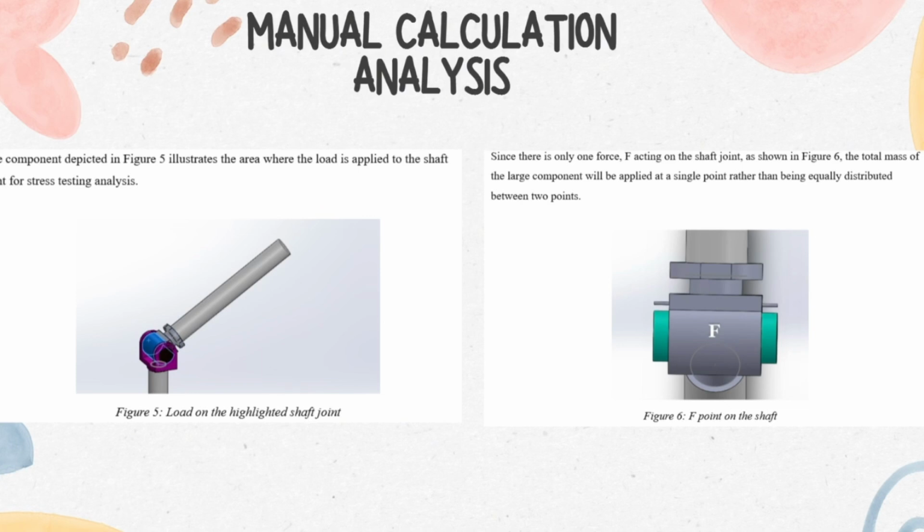Based on figure 5, we can identify where the force is applied on the robotic arm because the figure highlights the shaft joint where the stress will be concentrated.